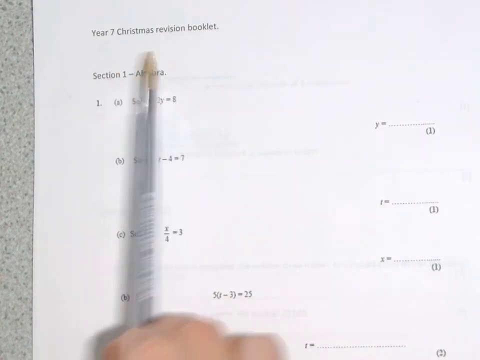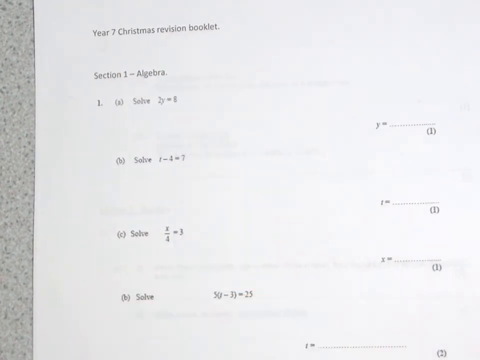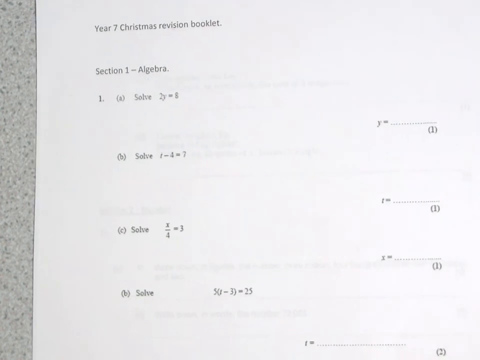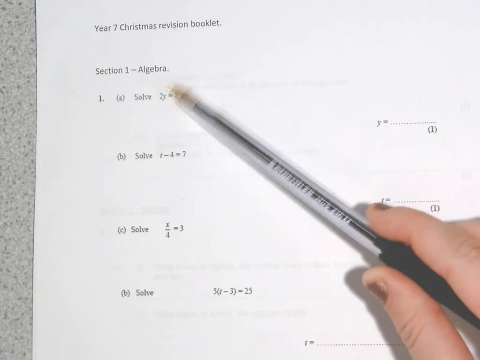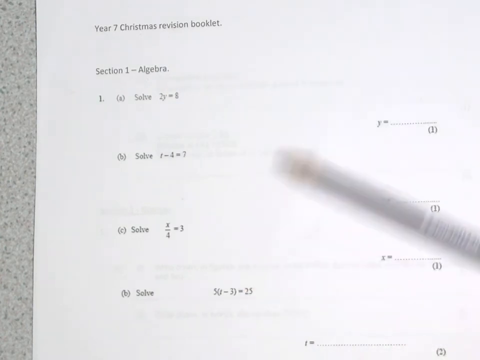Okay, so here's the Year 7 Christmas revision booklet, and everything that's in this booklet will be a version of what's going to be on your Christmas test. Now, the first section that you're going to come across is on algebra, okay, and solving equations.